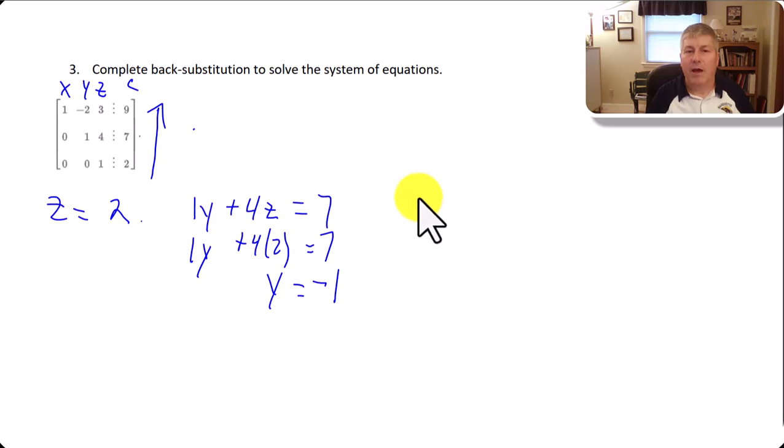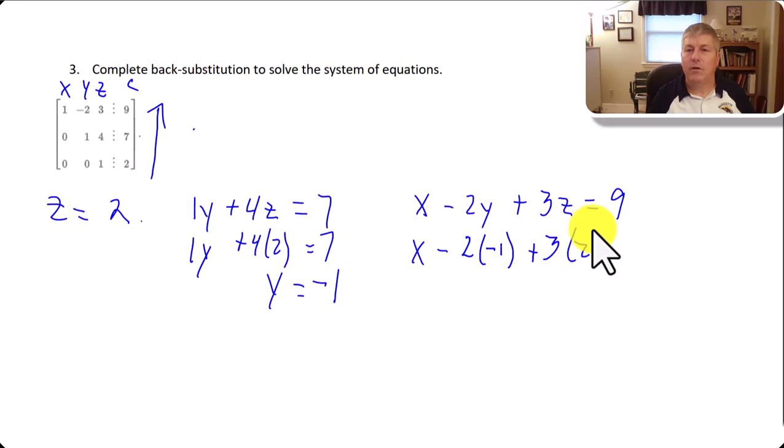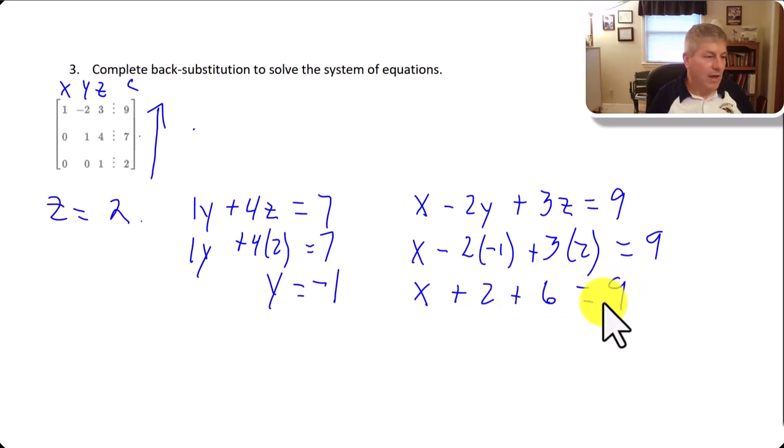And then from our top row, we know that x minus 2y plus 3z is equal to 9. And we already know our z and our y, so x minus 2 times -1 plus 3 times 2 equals 9. So this is back substitution. We're substituting back into the equation and solving for our variables. So we get x plus 2 plus 6 equals 9. I subtract 8 from both sides, and x is equal to 1.